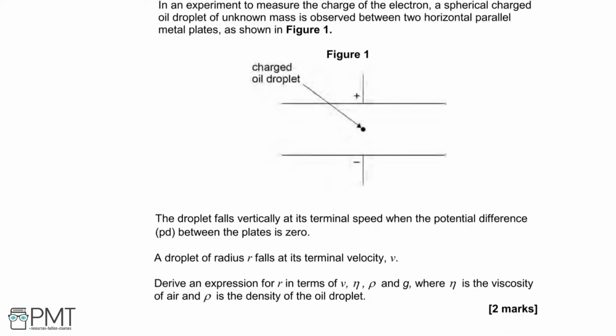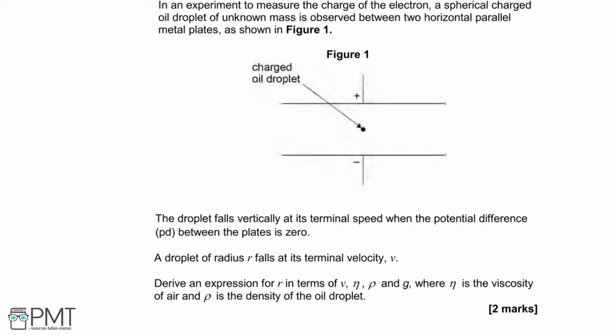The droplet falls vertically at its terminal speed when the potential difference, PD, between the plates is 0. A droplet of radius r falls at its terminal velocity v. Derive an expression for r in terms of v, eta, ρ, and g, where eta is the viscosity of air and ρ is the density of the oil droplets.